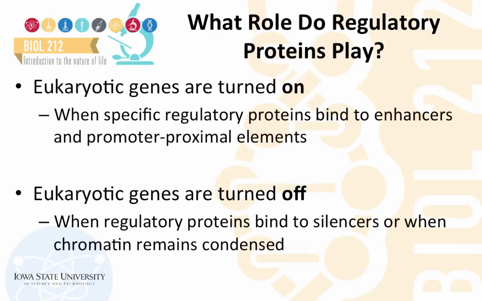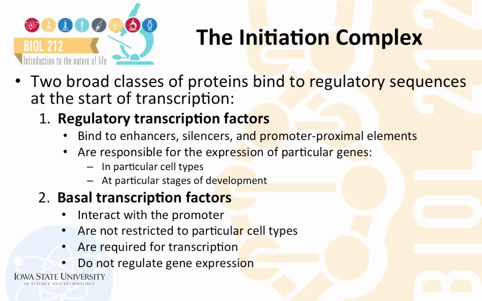Eukaryotic genes are turned on when specific regulatory proteins bind to enhancers and promoter proximal elements. They are turned off when regulatory proteins bind to silencers or when chromatin remains condensed, preventing these proteins from binding their respective sequences within the DNA. All of the regulatory sequences and regulatory proteins that we have talked about so far need to come together and assemble into the initiation complex in order for transcription to begin.